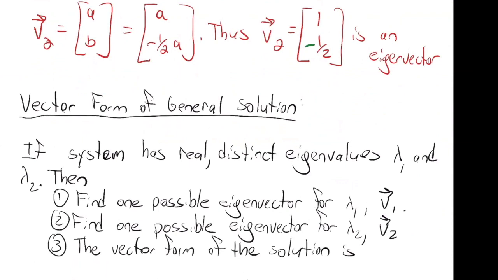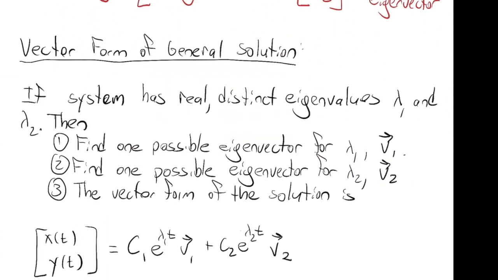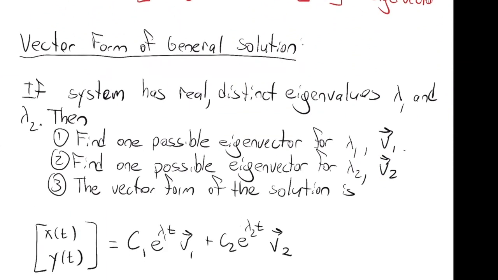then the idea is, okay, we take eigenvalue 1, we find an eigenvector for it. We take eigenvalue 2, we find an eigenvector for it, like we did above. And then once we have that information, we've got a vector form for the solution. So I'm going to have my C1 e to the lambda 1 t, my C2 e to the lambda 2 t, and I'm going to just put this vector v1 and v2 with its appropriate eigenvalue.